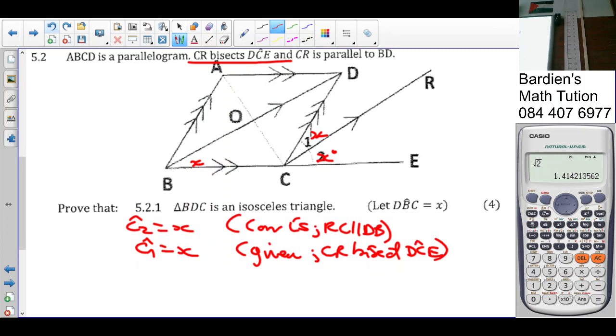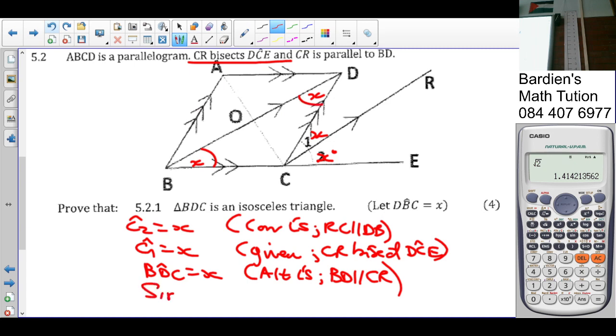So of course now angle BDC is equal to x. Why? Because it's alternate angles with BD being parallel to CR. So what do you see now? That those angles are equal.